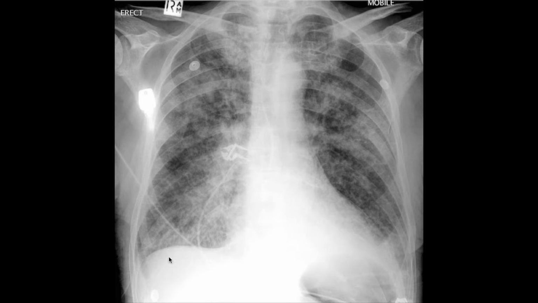The costophrenic angles can still be seen on both sides. However, the cardiac shadow can be difficult to make out, particularly down here near the diaphragm. The right side of the heart can be especially difficult to delineate because of this patchy opacification. I see no clear soft tissue abnormalities and no clear bony abnormalities.